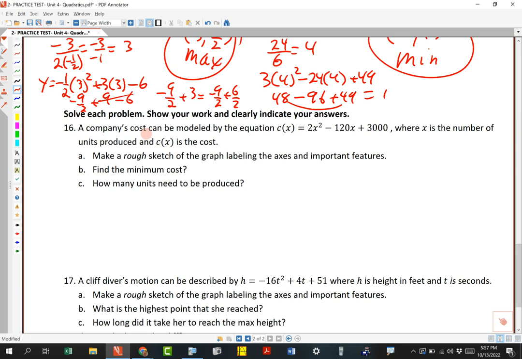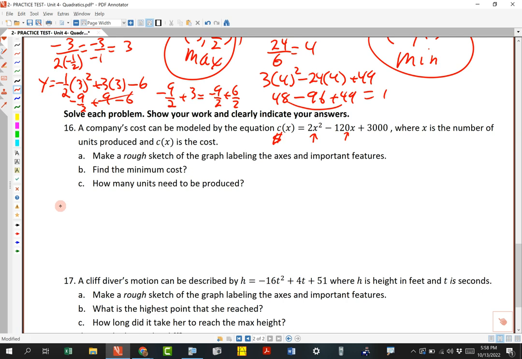It says a company's cost can be modeled by this equation, so C of x equals this stuff right here, where x is the number of units produced and C of x is the cost. So this is going to be a dollar amount, and this is going to be the number of products that they make, it looks like. It says make a rough sketch and label the axes and important features.